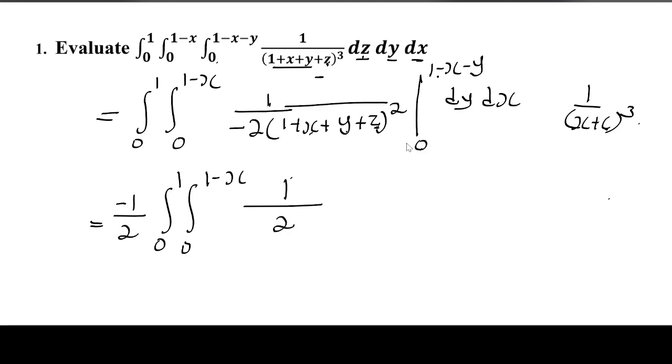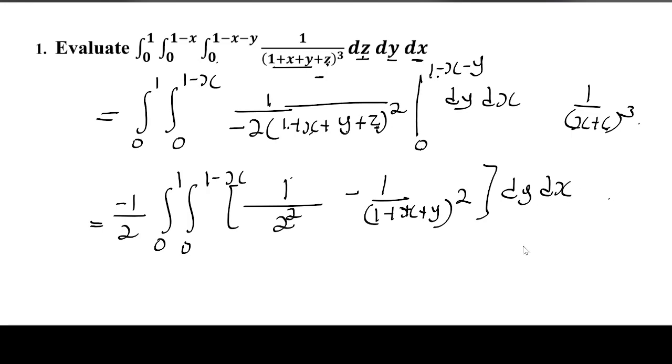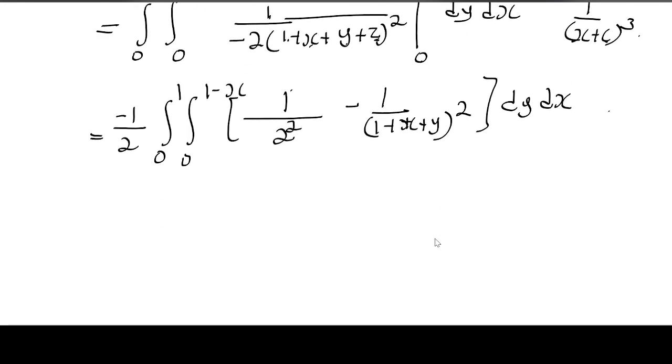When I substitute z as 0, the lower limit, there will be a minus sign. So minus 1 by, with z as 0, I'll remain with 1 plus x plus y whole square. Here also when I substitute 0, x and y are cancelled, and 1 plus this 1 will remain, 2 whole square. So this is 2 square, dy dx. So I have now evaluated with respect to z.